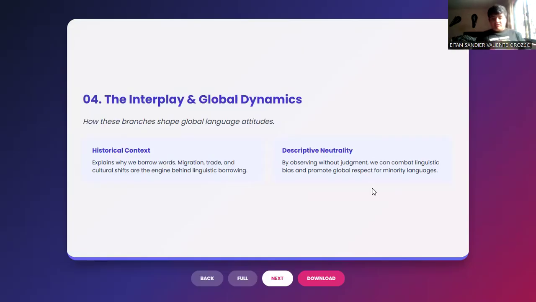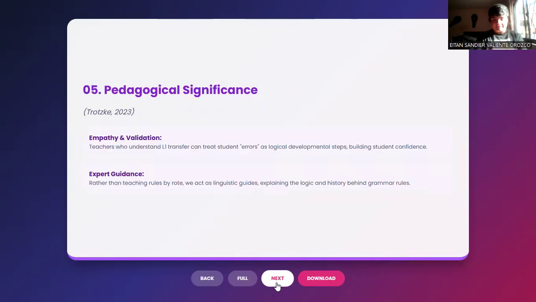And in descriptive neutrality, we observe without judgment. We can combat linguistic bias and promote global respect for minorities. The indigenous communities here in Ecuador are the most affected because we are not working well, and Spanish is used all day, and Quichua is not very common these days.